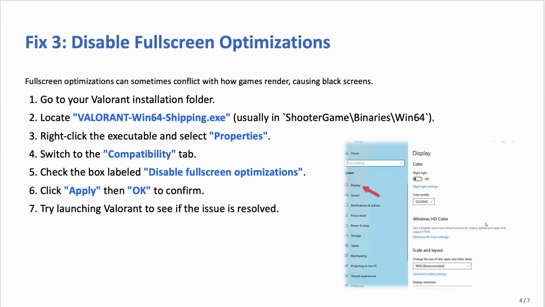Disable your full screen optimization. For disabling, go to the Valorant installation folder where you find your VALORANT-Win64-Shipping.exe, usually in the Shipping game binaries folder. Then right click your executable file, open properties and switch to the compatibility tab. After that, click the option of disable full screen optimization and click apply, then OK, and try to launch your Valorant to see if the issue is resolved or not.